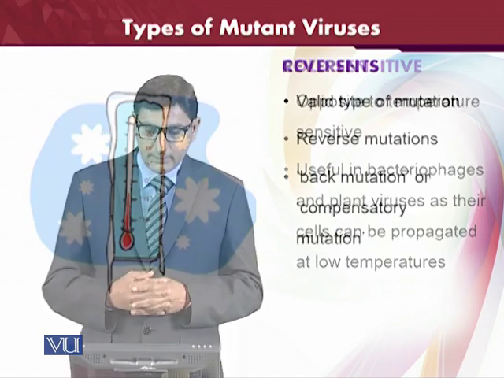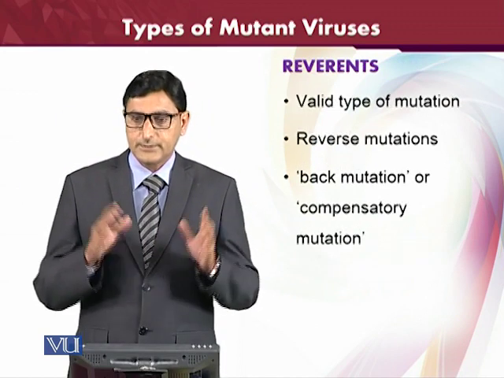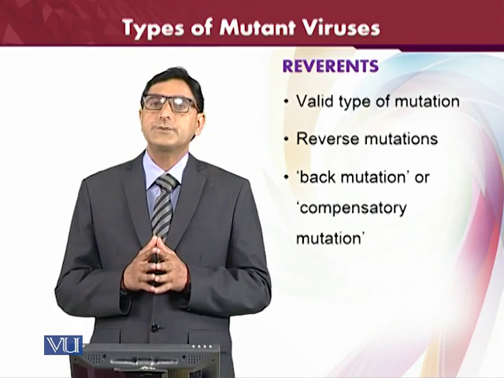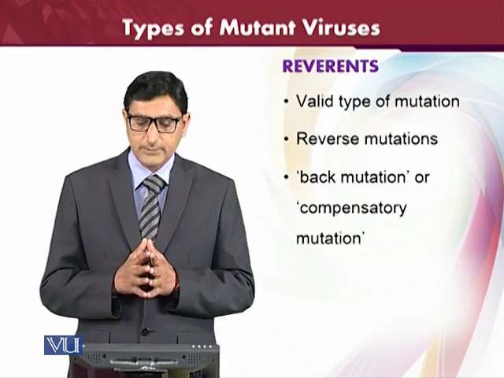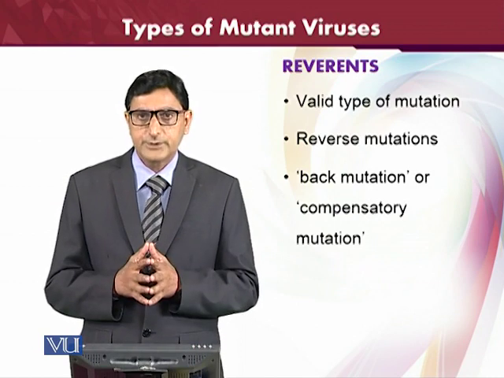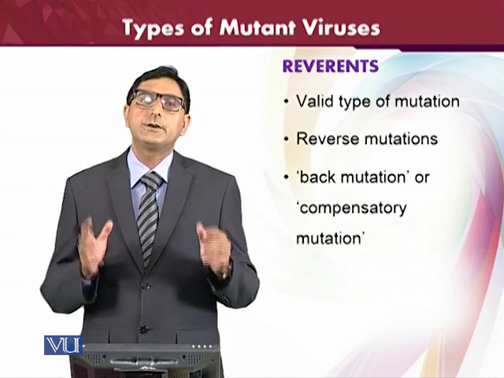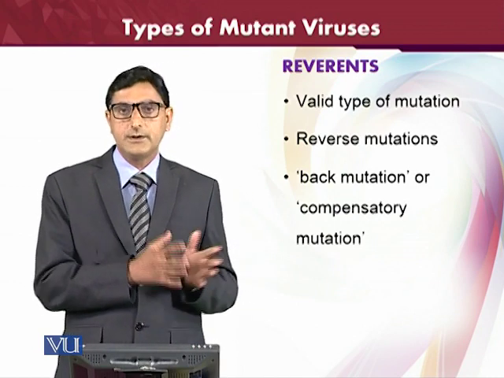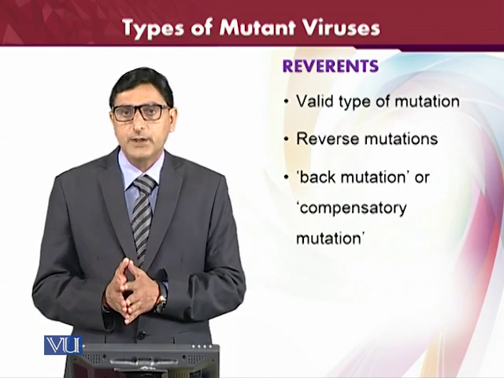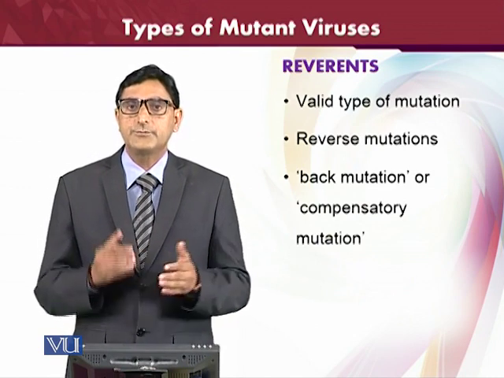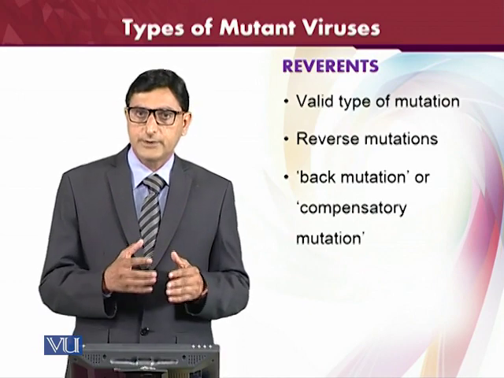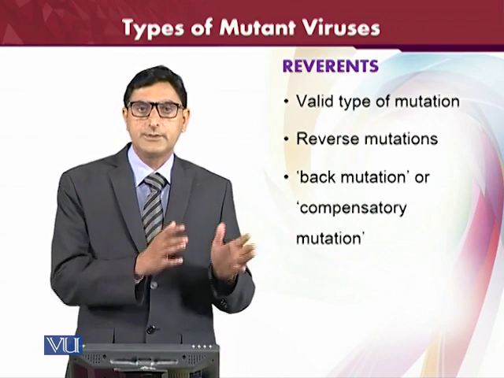Then the reverse type of mutations. Reverse mutations are also called back mutations or compensatory mutations. Sometimes some kind of error happens, then there needs to be a back mutation, and that back mutation will act upon that special kind of mutation to make it normal.